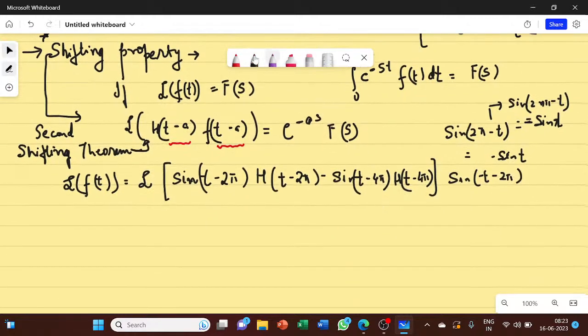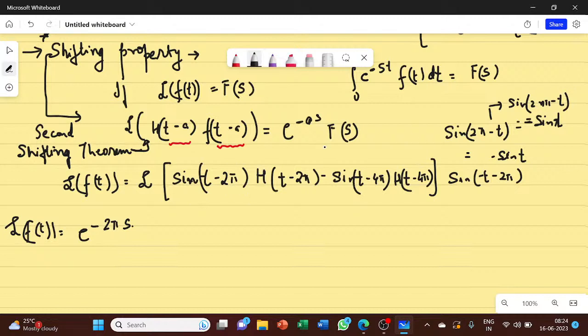Now you see, this particular Laplace transform of f(t) would be equal to the Laplace transform of sin(t − 2π) into h(t − 2π). According to the second shifting theorem, the answer should come as e to the power of minus 2πs, and then what I'll get, just have a look at this, into the Laplace transform of sine.